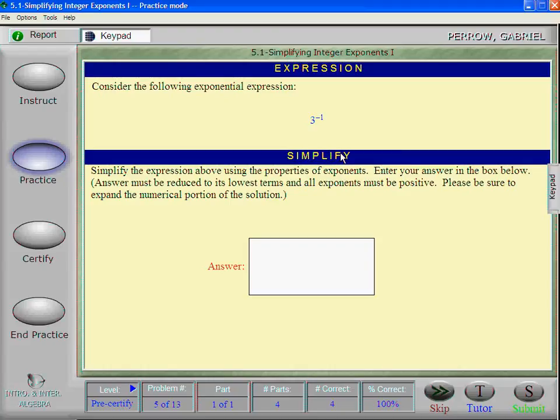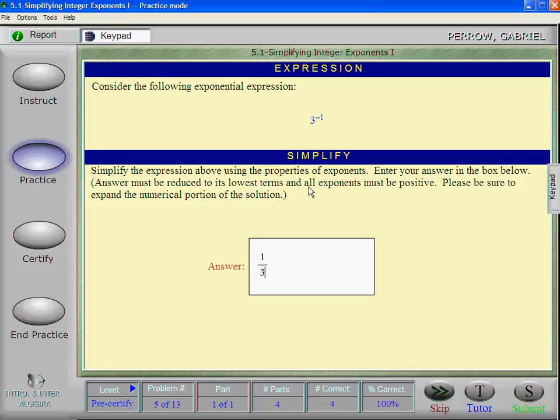Okay, another 5.1 example. We have 3 to the negative first power, and this is another negative exponent rule. If you have 3 to the negative first, think of that number being over 1, having a denominator of 1 that you can't see. And that means that 3 to the negative first on top becomes 3 to the positive first on bottom. And so what we'd end up with is just 1 over 3 to the first, which is just 1 over 3, or 1/3.